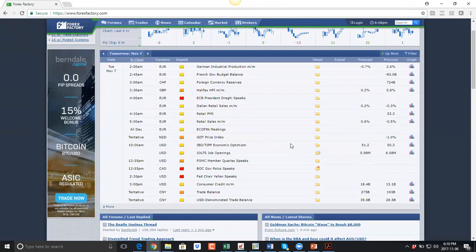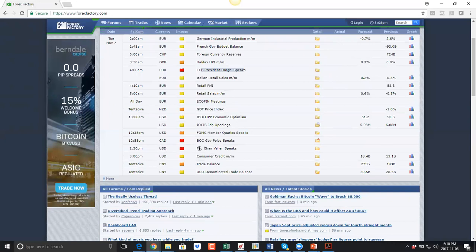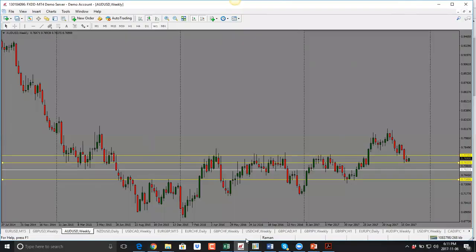So going into Tuesday here, we have ECB President Draghi speaking at 4 a.m. in the morning. And then in the US session, we have Yellen speaking and Bank of Canada Governor Poloz speaking. So three central bankers speaking. I expect things to get a little volatile during their speeches or just prior to the speeches, so I would be mindful of that. But other than that, it's pretty good. There isn't a ton of news, which is great. So let's go on to our charts and see what we have going on.